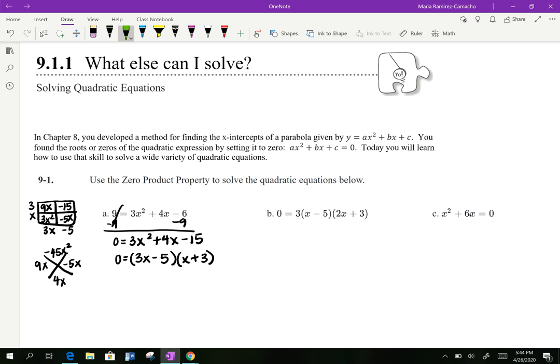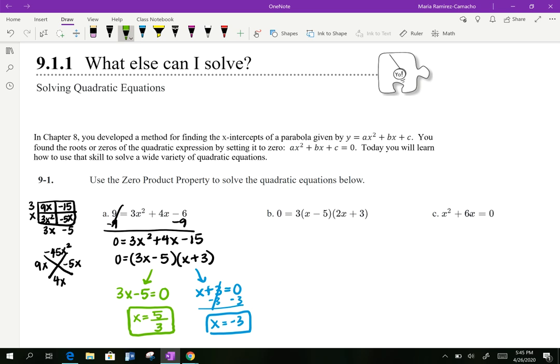All you've got to do is set each factor equal to 0 and solve for x. So set 3x minus 5 equal to 0, set x plus 3 equal to 0, and solve for x. If you solve for x here, you get x is equal to negative 3. And if you solve for x here, you get x is equal to 5/3. I skipped over a couple steps, but we get 5/3, and I can leave my answer as a fraction. Okay, so we can move on to part B now.